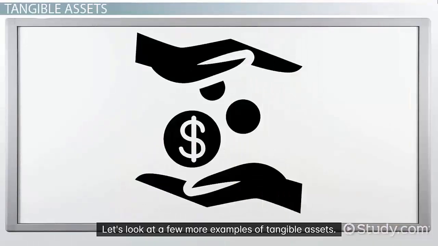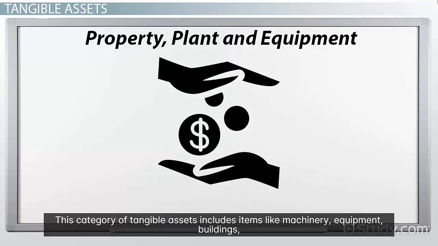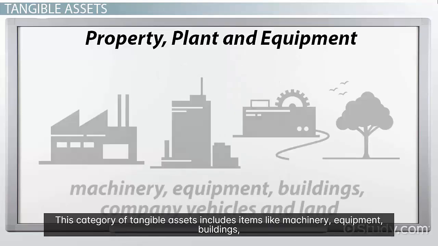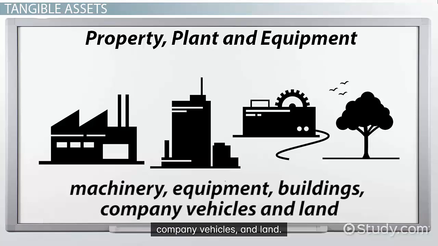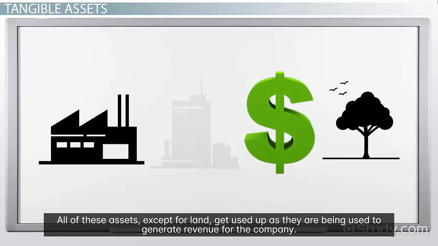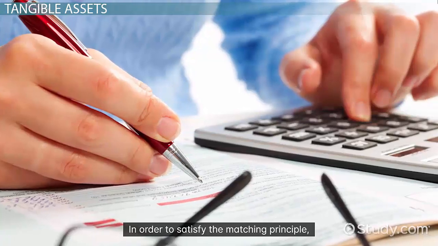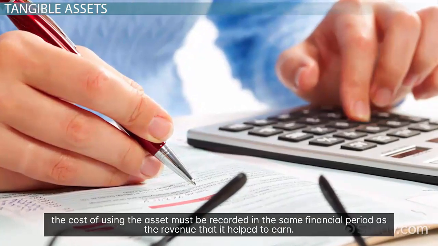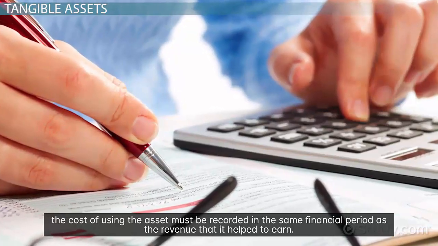Let's look at a few more examples of tangible assets. Property, plant, and equipment. This category of tangible assets includes items like machinery, equipment, buildings, company vehicles, and land. All of these assets, except for land, get used up as they are being used to generate revenue for the company. In order to satisfy the matching principle, the cost of using the asset must be recorded in the same financial period as the revenue that it helped to earn.